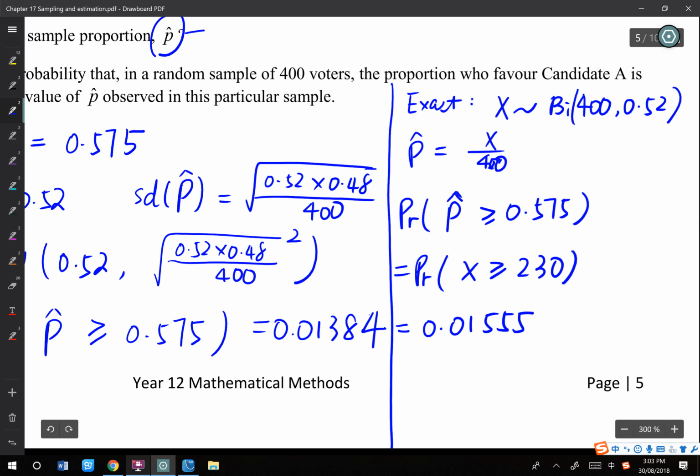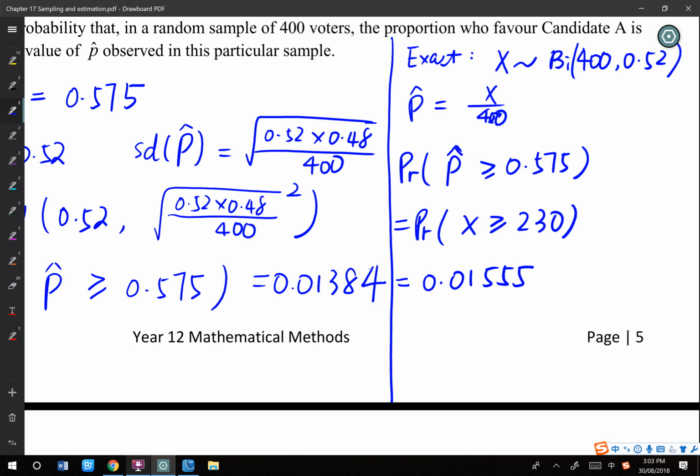This is a bit better, but there's still a 0.2% difference. You can see when we increase the numbers, the result gets better. Yeah, that's just one for exact and one for approximation.